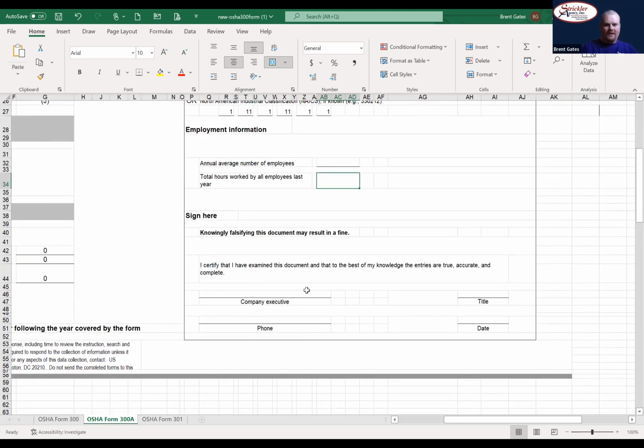Here's where your highest ranking company executive will sign, put their phone number, title, and the date this was completed. Again, this form needs to be printed out and posted between February 1st and April 30th in a conspicuous area in your facility. And if you ever have an establishment with 20 or more employees, and you're in a higher hazard industry, then you'll be required to report this information on OSHA's injury tracking application.